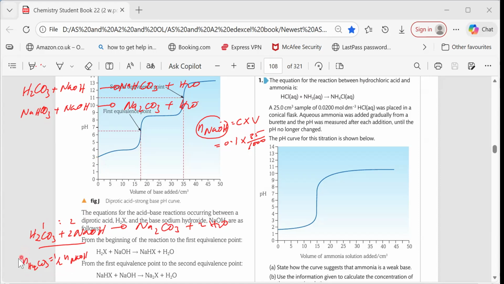So the volume, is it the whole thing that they say? The volume of carbonic acid that you started with in the conical flask. For example, they said that they took 25 centimeter cube of carbonic acid. Okay, so it's not the total. No, it's not the total. Okay, thank you, Miss.